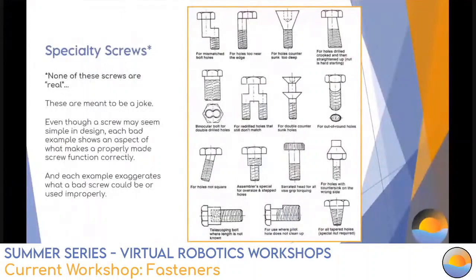This is another funny slide to me. These are all the types of specialty screws that you can think of, but really none of these are real. These are all just a bit of a joke. This offset bolt for mismatched holes. When you think about it, a screw just isn't going to work when you look at this screw, or even this one looks just really funny because the hole is too near the edge, right? I mean, these are all the problems that you could come up with when you deal with holes and fasteners. Even though the fastener looks so simple, there's lots of ways for it to go wrong.